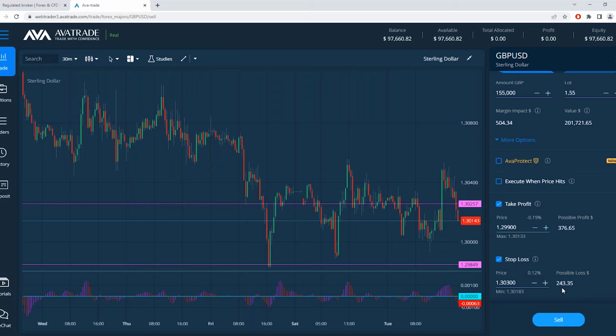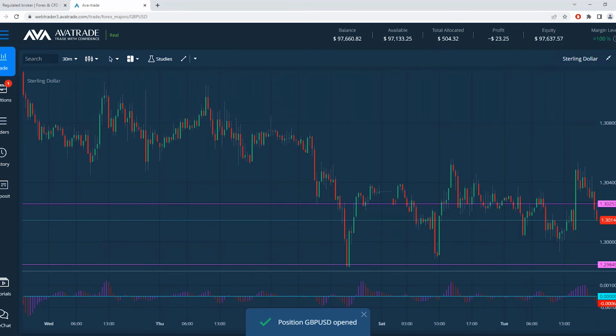Okay, so if that's the amount I was willing to risk, now I know the right trade size for the stop loss that I chose. And my possible profit is 380 or so. Possible loss, possible profit, and then I can sell.